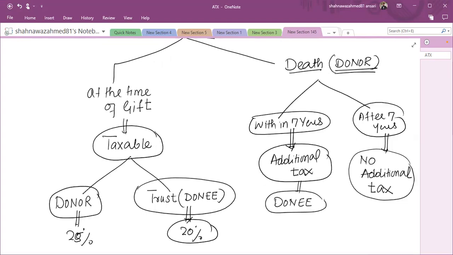So in an exam question, first of all, you have to identify whether it's a lifetime gift. If yes, it's a lifetime gift, then you have to identify whether it's a potentially exempt transfer or a chargeable lifetime transfer. And then accordingly, we will identify exemption, reliefs, taxable value, then apply the tax rate, and you will find the IHT payable by either donor or donee. Is that clear? Any question up till now?